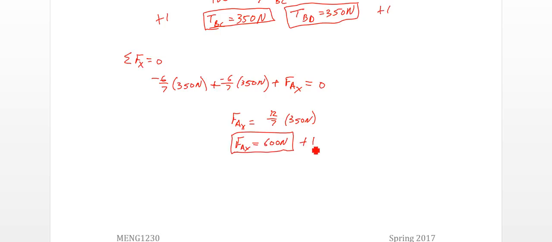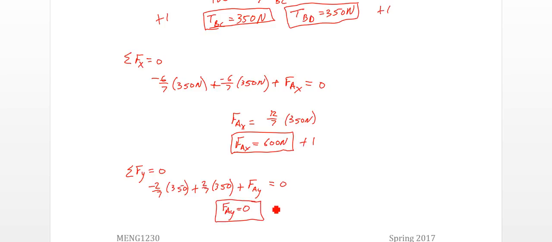So we get a point for that. Sum of the forces in y equals 0. So what do we have in the y direction? Well, for BC we have -2/7 times 350. For BD we have +2/7 times 350. And then we have our y reaction force at A equals 0. So these two cancel each other out, so FAY equals 0. So you get a point for that.